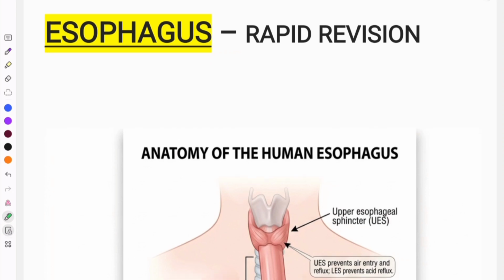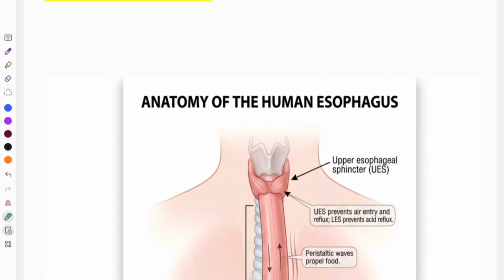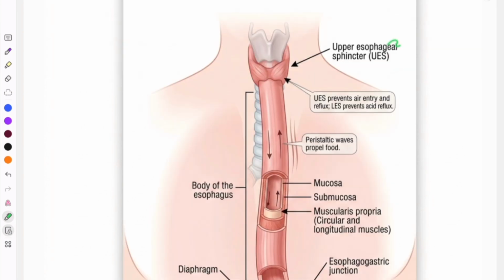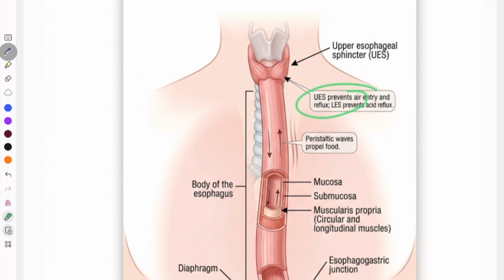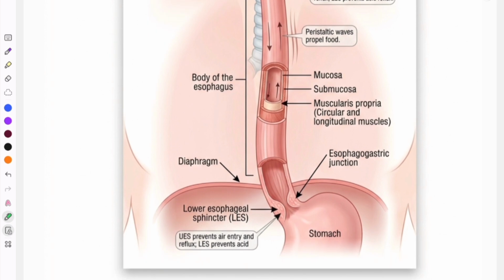Let's start with the esophagus. Esophagus is a small topic, but highly tested in exams like NEET PG and FMGE, especially through clinical scenarios and image-based questions. Esophagus starts with the upper esophageal sphincter, which prevents air entry, and extends up to the lower esophageal sphincter, which prevents acid from going up.